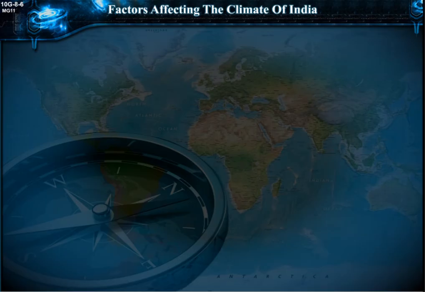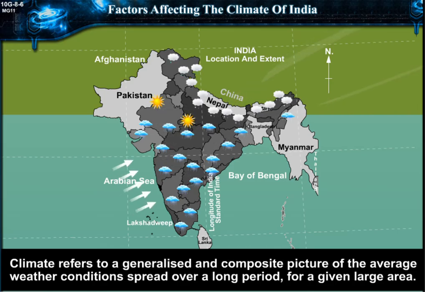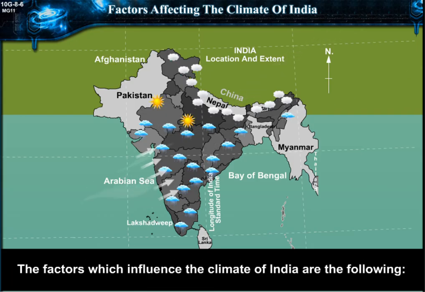Factors affecting the climate of India. Climate refers to a generalized and composite picture of the average weather conditions spread over a long period for a given large area. The factors which influence the climate of India are the following.